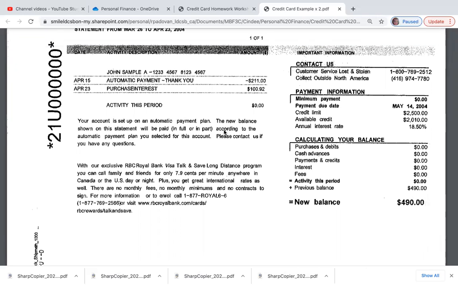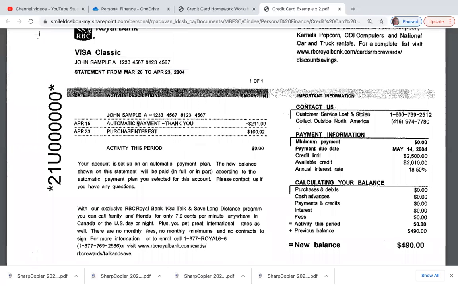How many charges were made during this billing cycle? So charges, purchases and debits, 0. Activity period, 0. You haven't made any charges this billing cycle. How many credits and payments were made during this billing cycle? That would show up here. So there has been 1 payment made here during the billing cycle. Number 7, were there any charges for late payments? If so, how much were the charges?